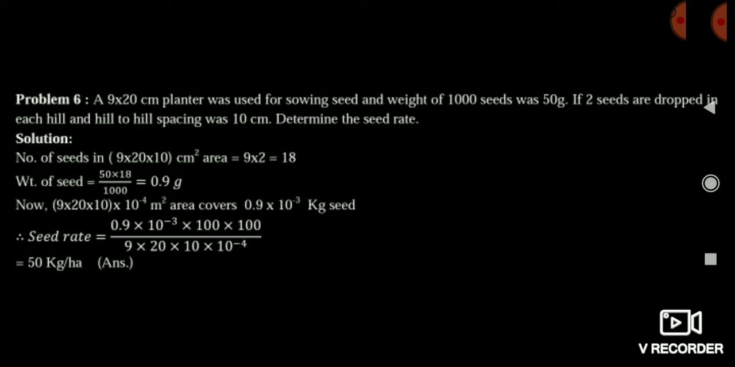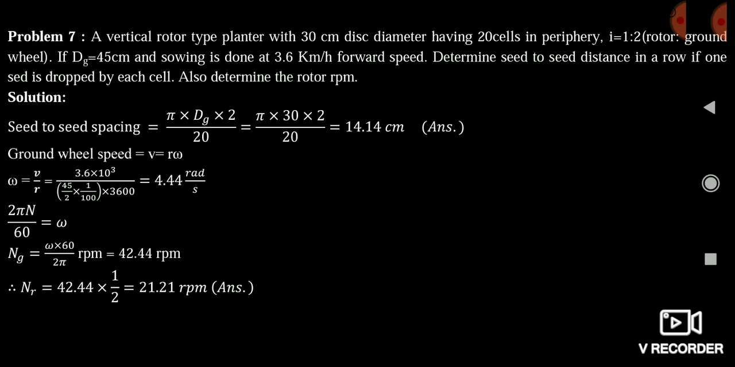This calculation is very easy. If you know the unit dimensions, you can convert 0.9 grams into kg by dividing by 1000, and the area also by dividing by 10 to the power 4, you will get it in hectare. You will do the calculation, your answer is 50 kg per hectare. Now friends, you see the next question.